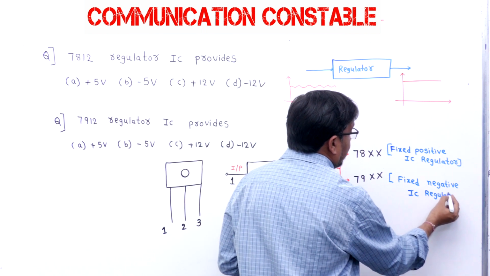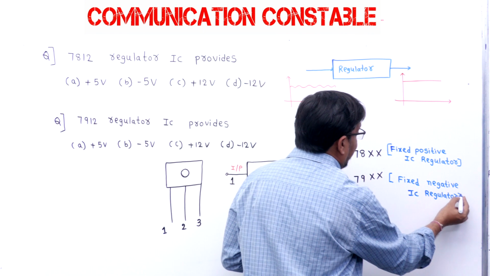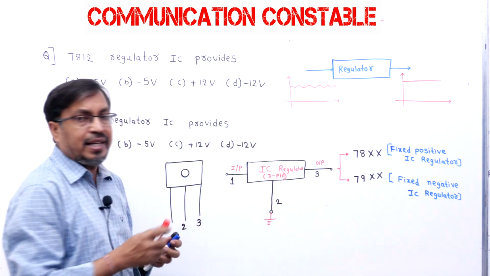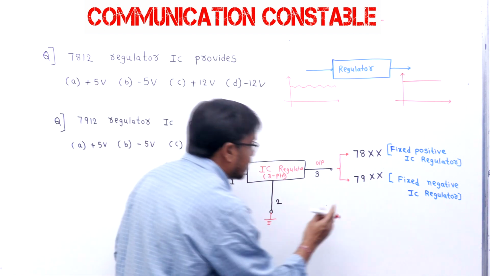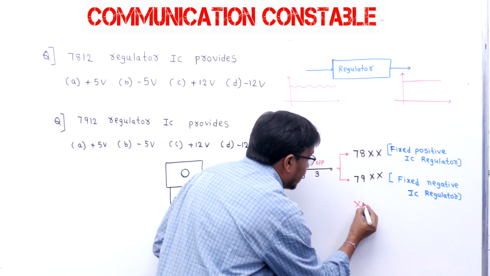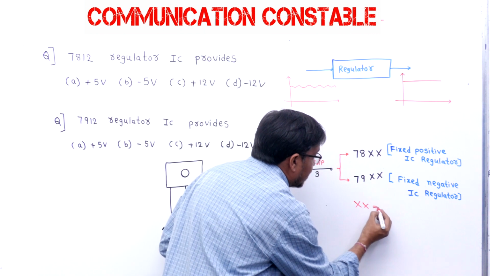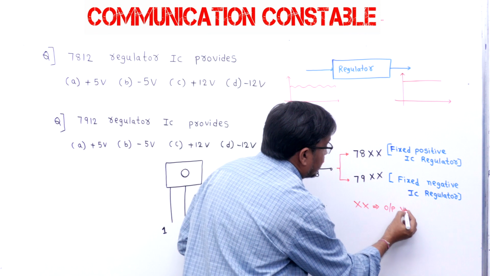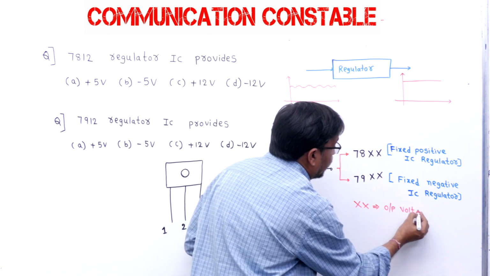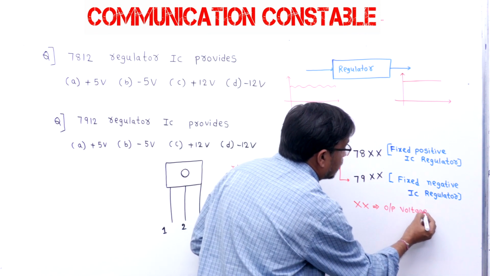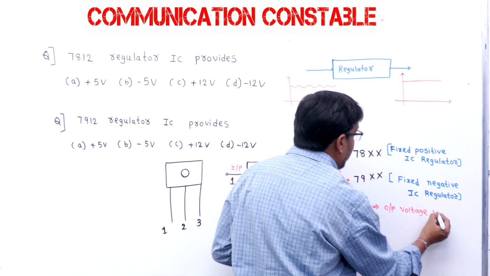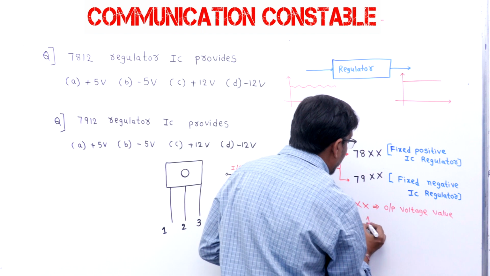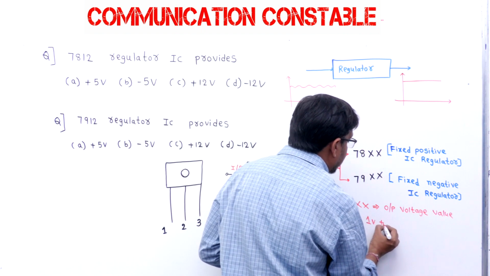Here, what is XX? That is important. In 78XX, 79XX, XX represents the output voltage value. XX represents what? Output voltage value. This XX value is from 1 volt to 12 volts.